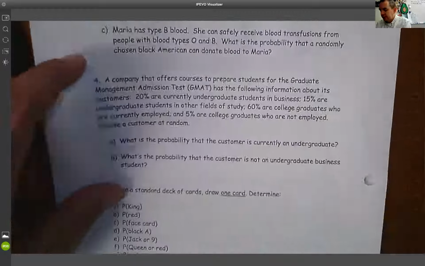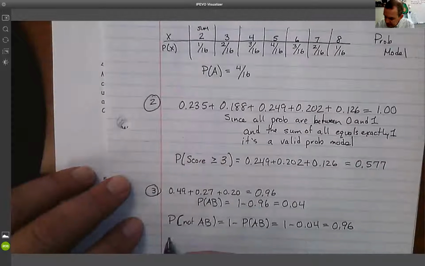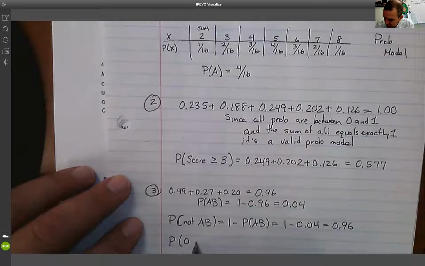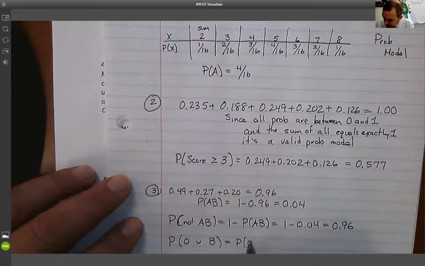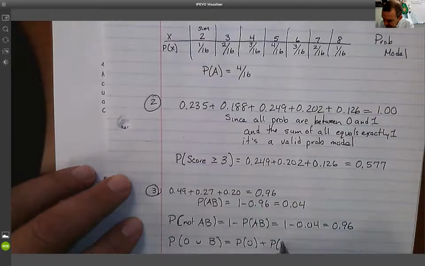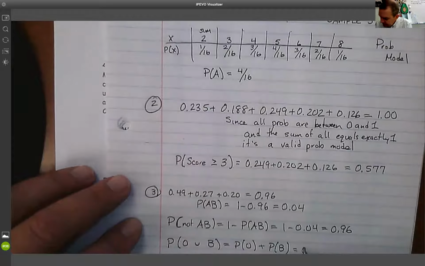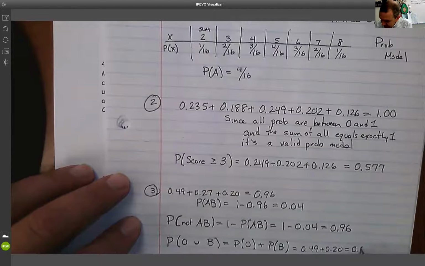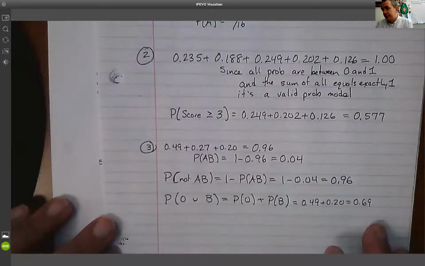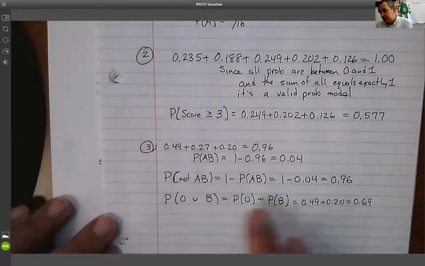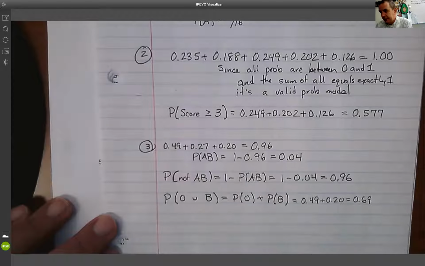So to answer the question for Maria, we say the probability that she would find O or B is going to be the probability of O plus the probability of B. And those numbers were 49 and 20, 0.49, 0.20, 0.69. And again, that's like a complete sentence. You've given me the sentence, you showed me how you got it, the work, and then the answer. So that's 3.